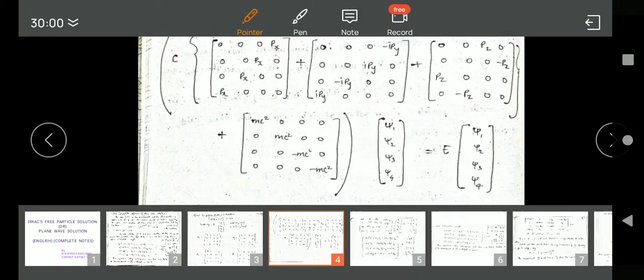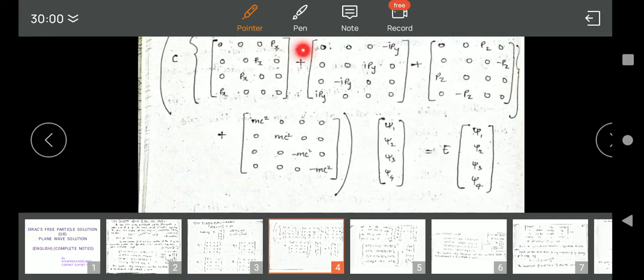And next thing is the first row, third column element. So c into 0 0, here also 0, and c into pz, that is cpz, and plus 0. So we would have cpz. In similar manner here c into px. So the first row, fourth column element, this is the first row, fourth column element. So c into px, we would have cpx, and here also c into py.